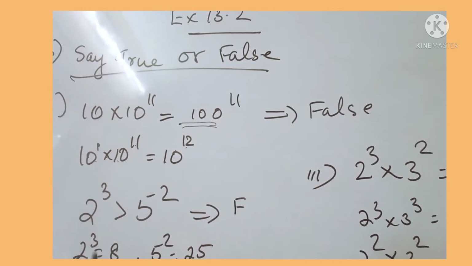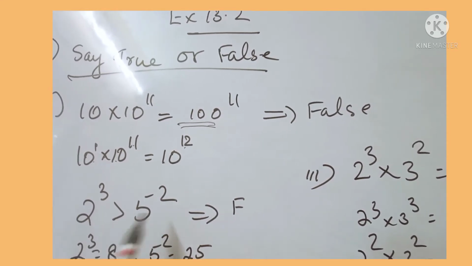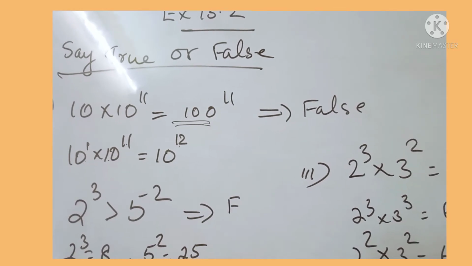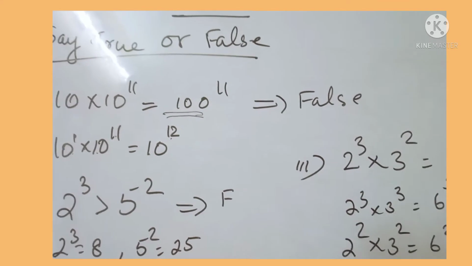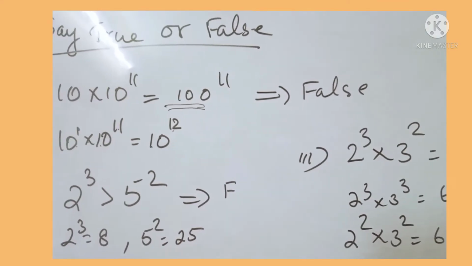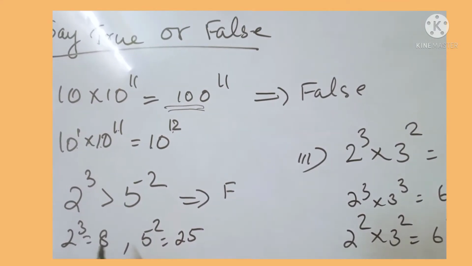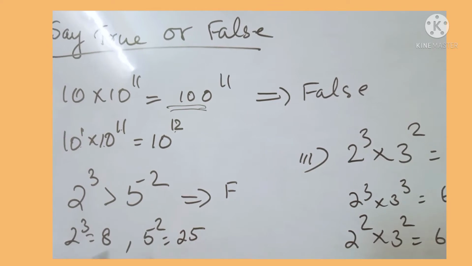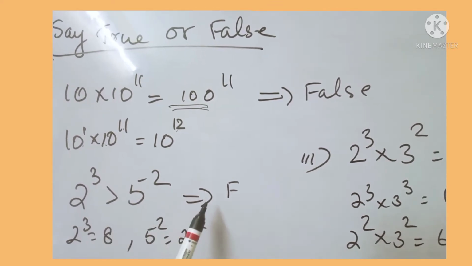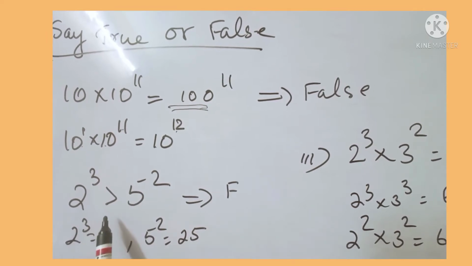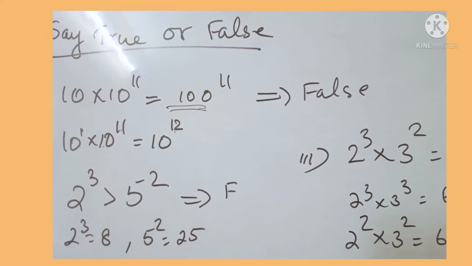The next one, 2 raised to 3 greater than 5 raised to 2. So here we want to find the value of 2 raised to 3. What is 2 raised to 3? 2 into 2 into 2, that is 8, and 5 squared is 25. So 25 is greater than 8. So the given statement is also false. That is, 2 raised to 3 greater than 5 square is false.